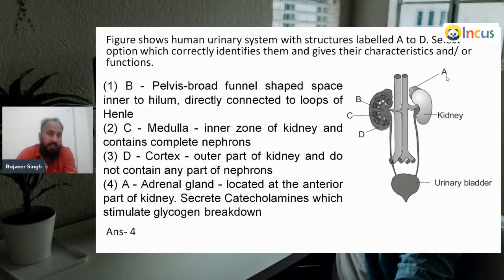These are showing right. Part A is the adrenal, located at the anterior part of the kidney. It secretes catecholamine, which stimulates glycogen breakdown. Yes, so our answer will be fourth, not first, not second, not third.